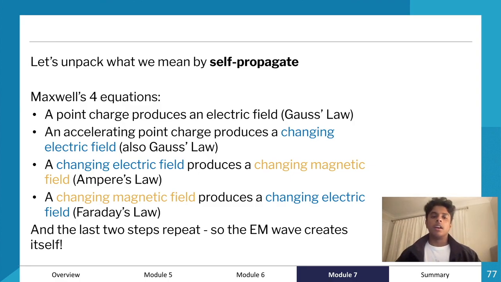So if you look at this now, an accelerating point charge produces a changing electric field, right, via Gauss's law. That would mean that if an electron is accelerating, it will produce a changing electric field, which will produce a changing magnetic field, which will produce a changing electric field, etc. So that would indicate that accelerating point charges will emit electromagnetic radiation. Keep that in mind, because that info might not be very useful now, but it definitely will be useful in Module 8. Accelerating charges via Maxwell's 4 equations produce EM radiation.